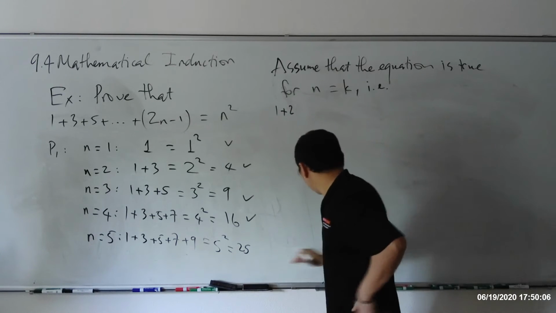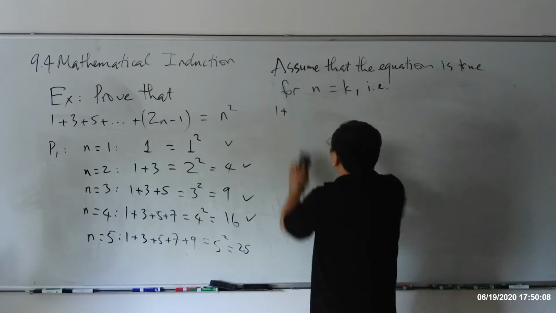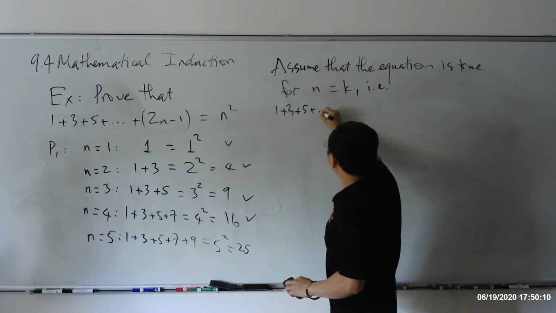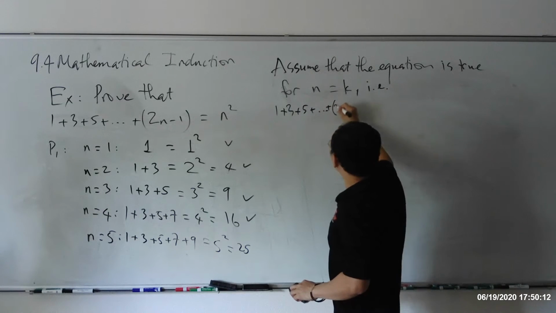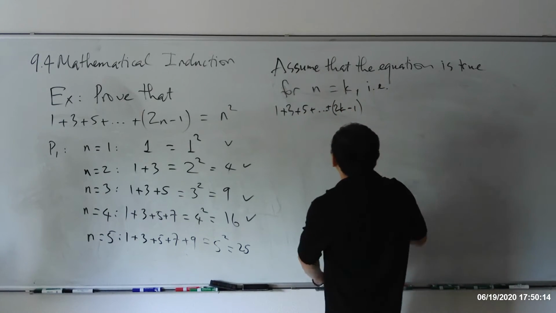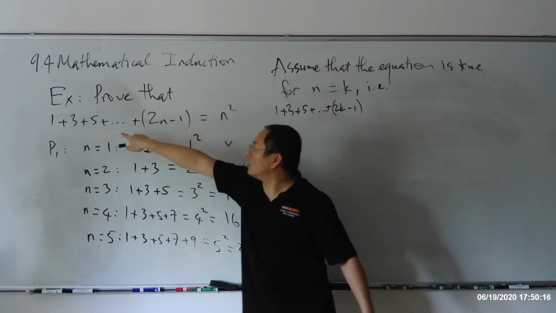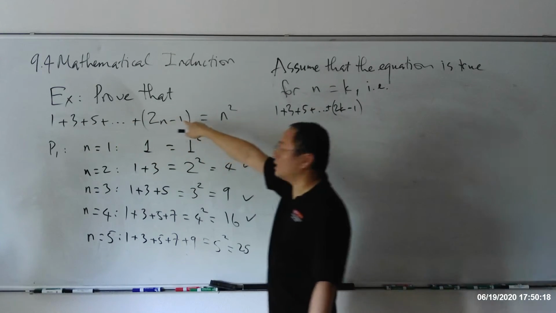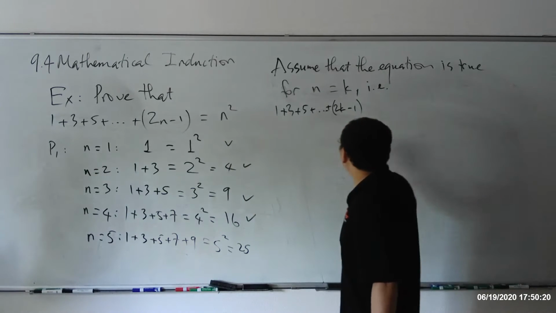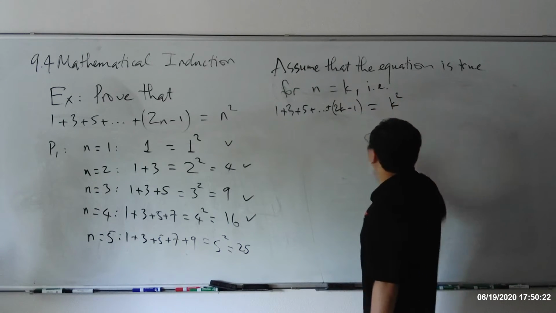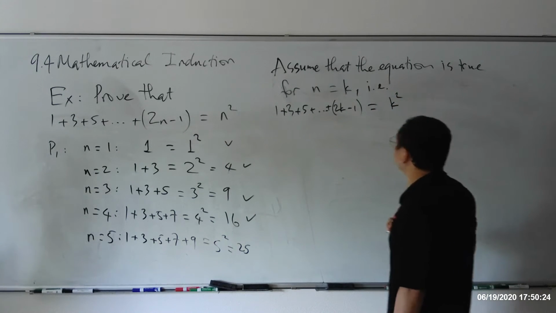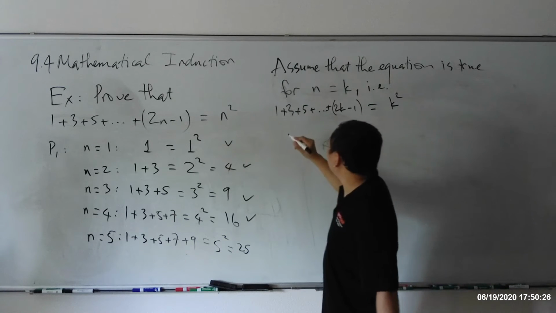up to 1 plus 3 plus 5 plus data all the way to 2k minus 1. Just plug in n equal to k. And that means the left hand side is the sum of the first k odd numbers, and this will be equal to k squared. I assume this is true, okay? And we try to prove that.